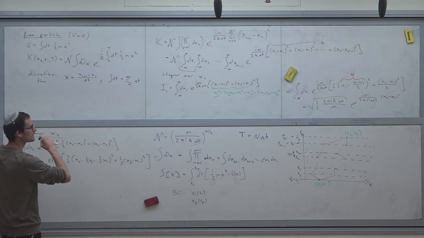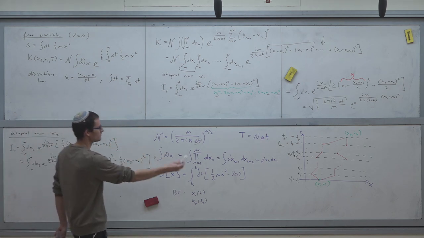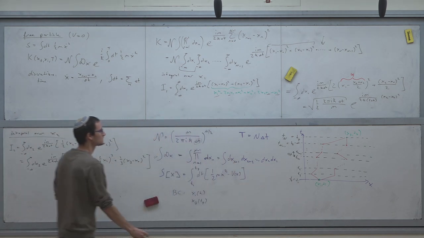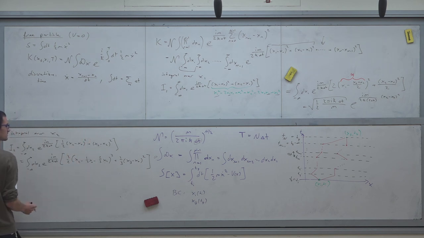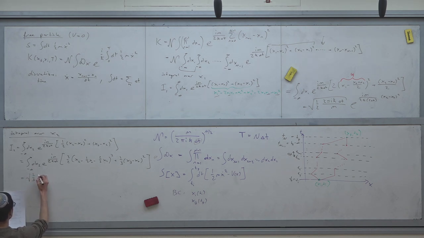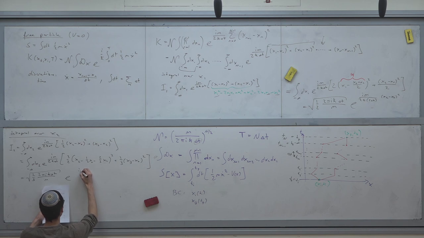It's going to translate into a 3 delta t, because you're moving 1, 2, 3 slices in time. So this evaluates to the following. It's the square root of 2 over 3, 2 pi i h bar delta t over m, times e to the i m over 2 h bar 3 delta t, as advertised already, and then x3 minus x0 squared.